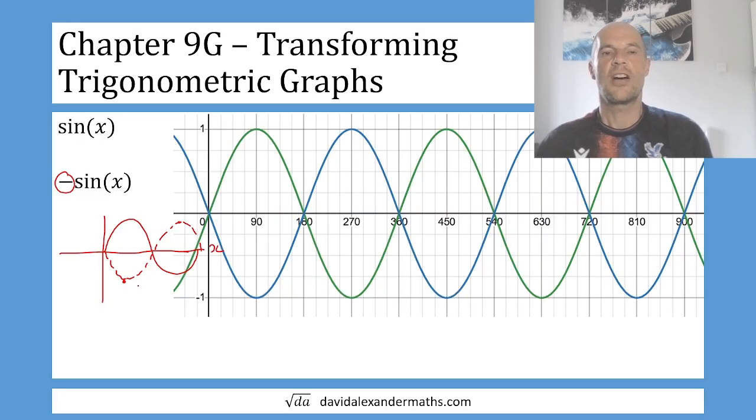So it's handy just to remember that minus the sine of x is a reflection in the x-axis. Okay, so the green line, that is y equals the sine of x, and the blue, that is minus sine of x. As you can see, it's been reflected in the x-axis there.